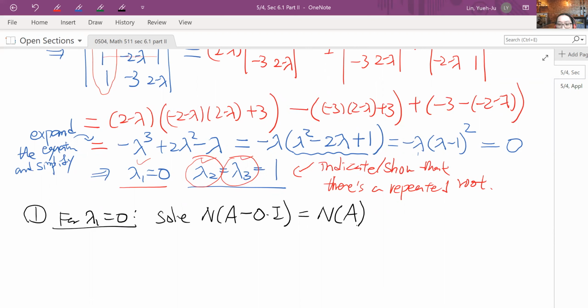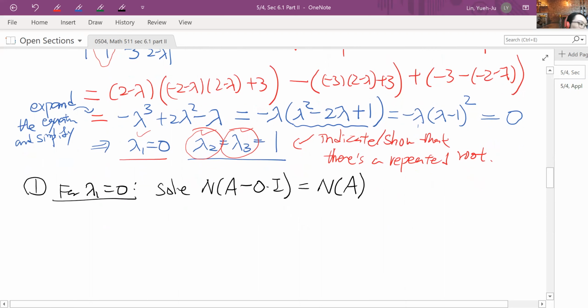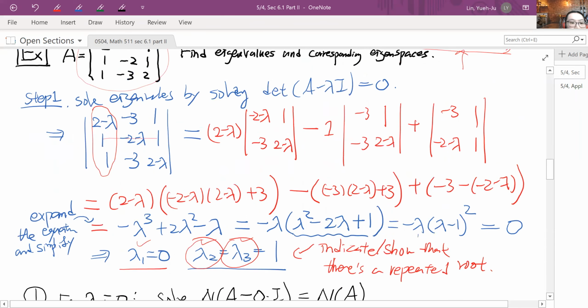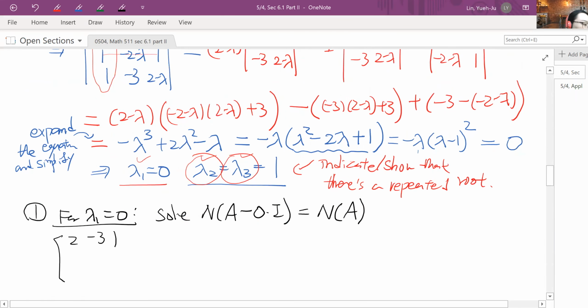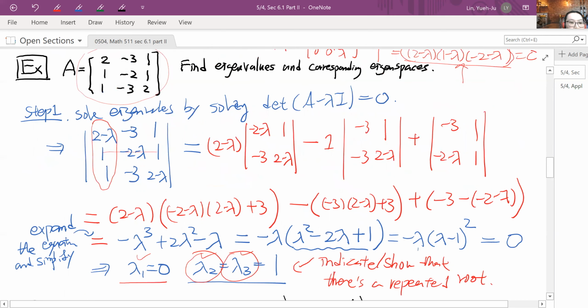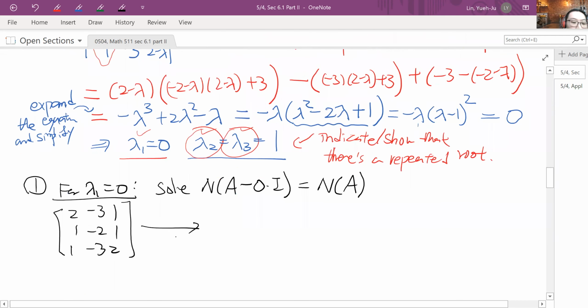Okay, so now let's see. Since I just want to solve the null space of A, I don't need to do anything to A. Let me just copy down the matrix: 2, minus 3, 1; 1, minus 2, 1. Let me double check this is the case. Yeah, okay. Now I'm going to do the reduction. There are so many ways you can do the reduction. I'm going to swap the row here. Actually, no, I want to swap this row.